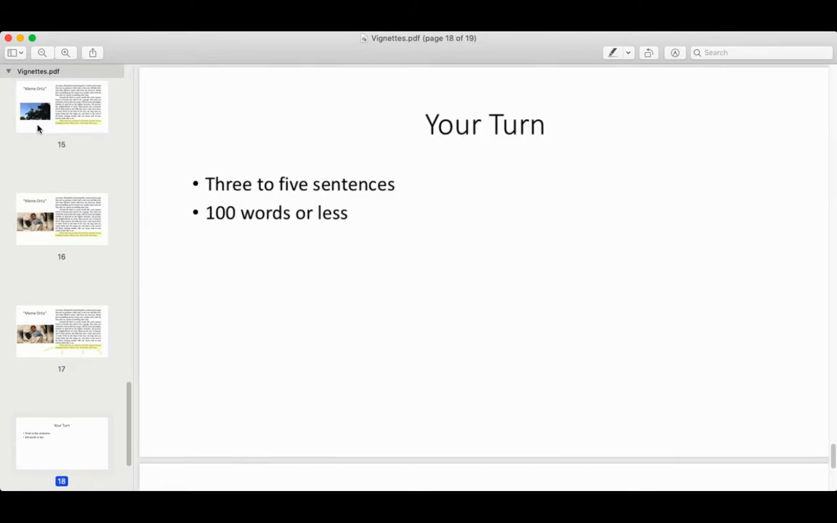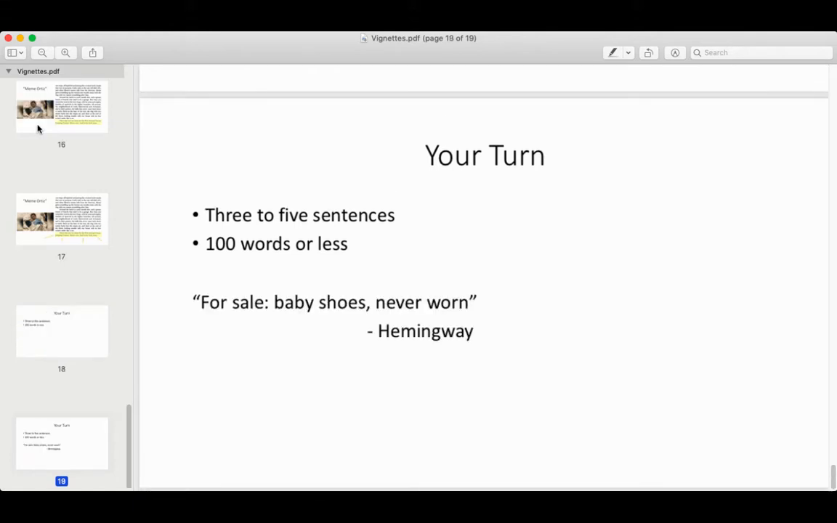Now, you're going to be as creative as you want, but you are going to write your own vignette. That means it's a short, itty bitty, super short narrative. That means it has a whole story. We're looking for 3 to 5 sentences and no more than 100 words. Here's an example: "For sale, baby shoes, never worn."